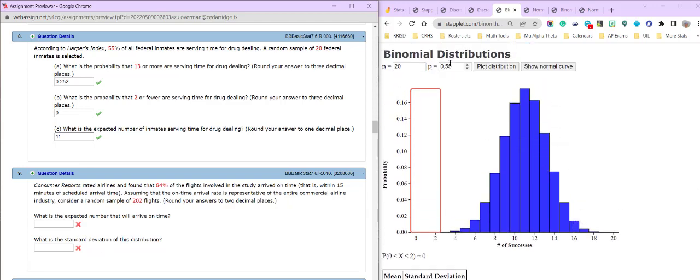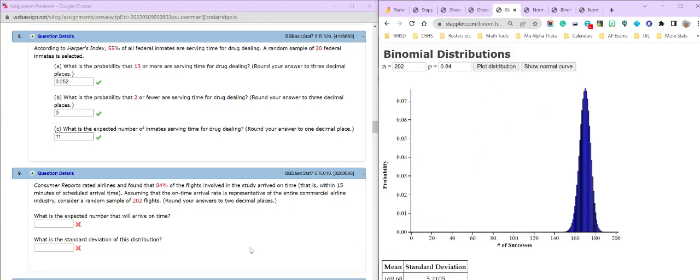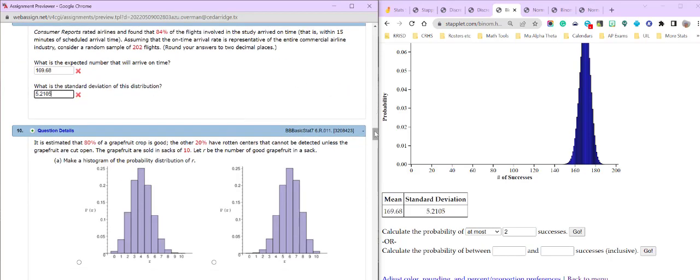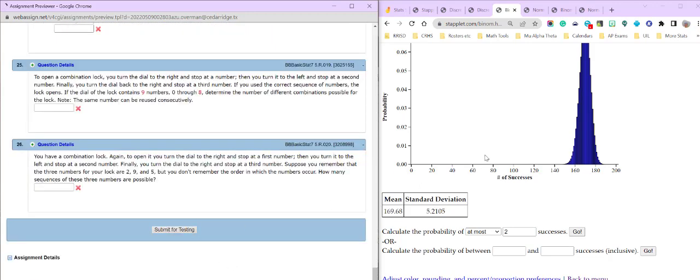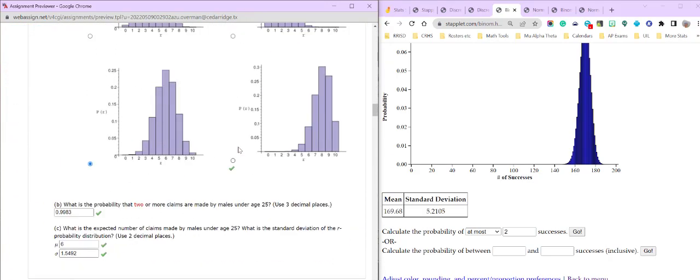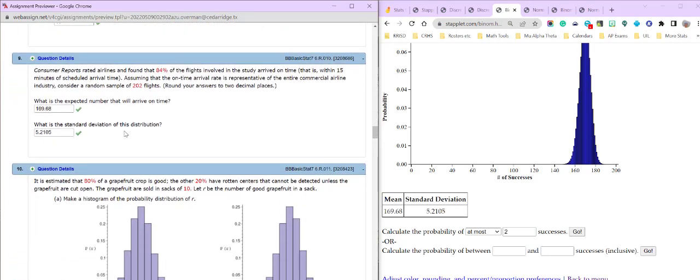84% of flights. So I'm going to put 0.84. I'm pretty sure that's what I need. And we're considering a random sample of 202 flights. Wow, very big. What is the expected number that will arrive on time? I just have to do this. 169.68. What is the standard deviation? 5.2105. That's it. This applet is totally life-saving here. It does so much work for you. You don't have to think very hard. And there it is. Voila.